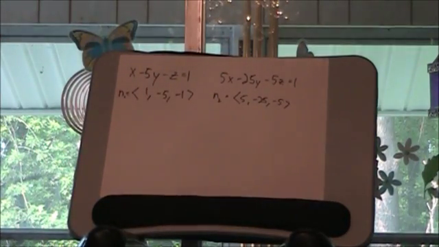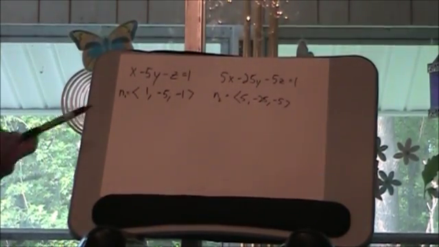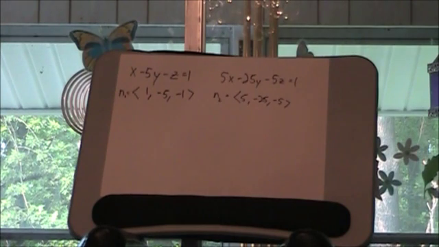Now, right off the bat, when you're looking at these vectors, you know that these two planes are going to be parallel, because the normal vectors are scalar multiples of each other. So 5 times n1 is equal to n2. And we know that if the normal vectors of two planes are parallel, the planes are going to have to be parallel too.